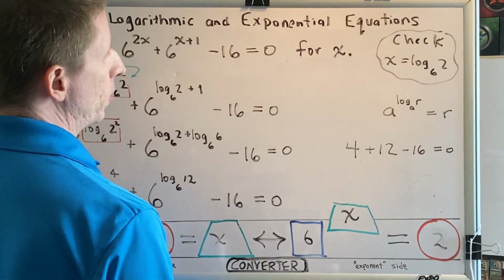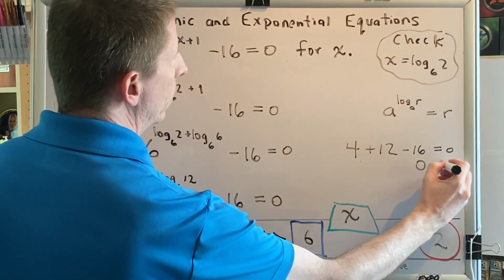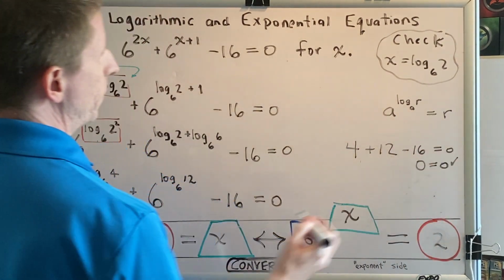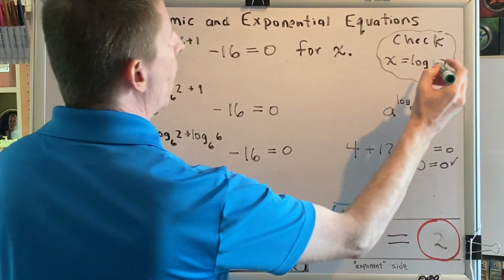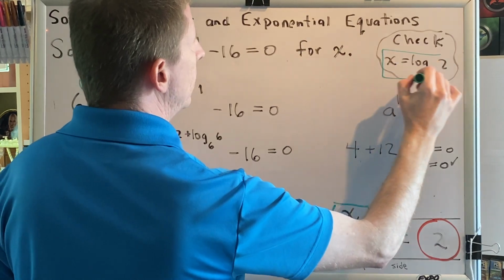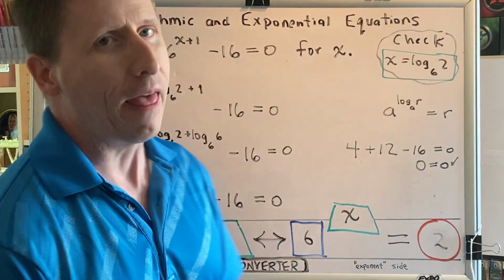And now I can put the numbers together. 4 plus 12 is 16, minus 16 is 0. I get 0 equals 0, so the left side and the right side match. This verifies that my possible answer is indeed the only solution to the equation, and that completes this problem.